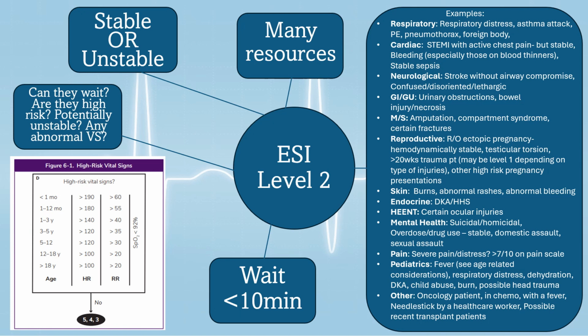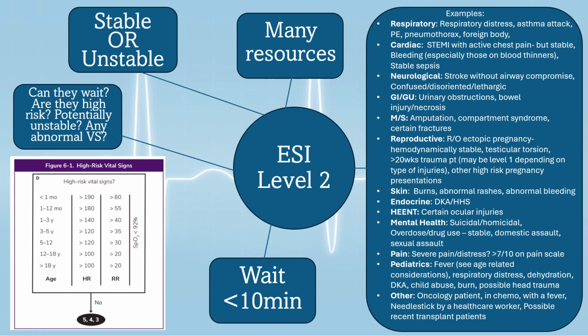A lot of these could potentially be a concern for level 1 if the patient is not hemodynamically stable. If they are hemodynamically stable, they're probably going to be a level 2. So respiratory distress, an asthma attack, a STEMI with active chest pain, but they're stable, stable sepsis, a stroke without airway compromised, a patient who's confused, disoriented, lethargic, altered mental status, and we don't know why. That could be an ESI level 2.